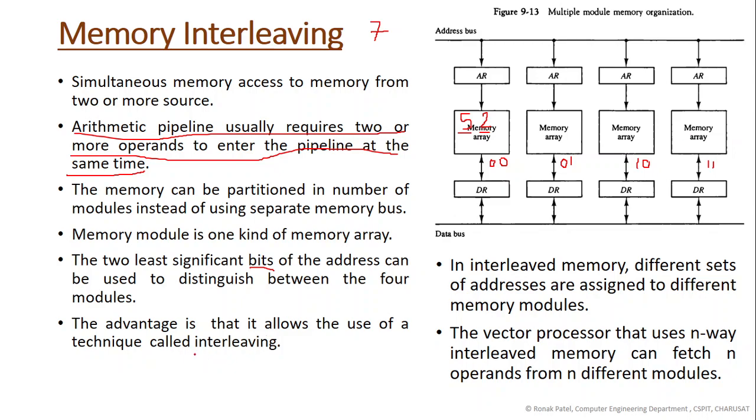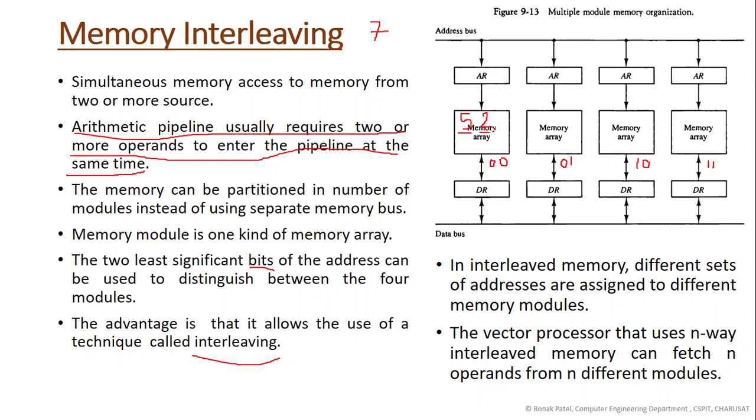Okay, now the advantage is that it allows the use of a technique called interleaving. So what is that? In interleaved memory, different sets of addresses are assigned to different memory modules. So it may be possible that even addresses go into one memory module and odd addresses go to another memory module, right? So consider if I don't have these last two memory modules, then all odd addresses will be here, all even addresses will be here.